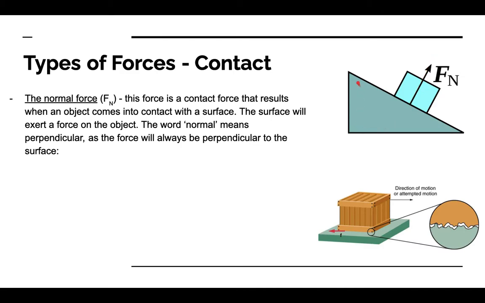So please note, like right here, we have this object that's on an incline. The normal force in this case is acting perpendicular to our incline on the object, keeping our object from falling through. Whenever you have two objects in contact, they'll always exert normal forces on each other, perpendicular to the surfaces of contact.